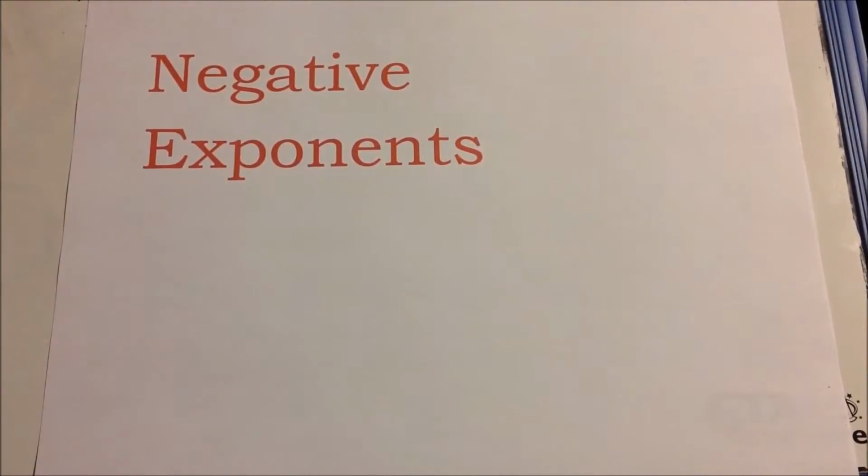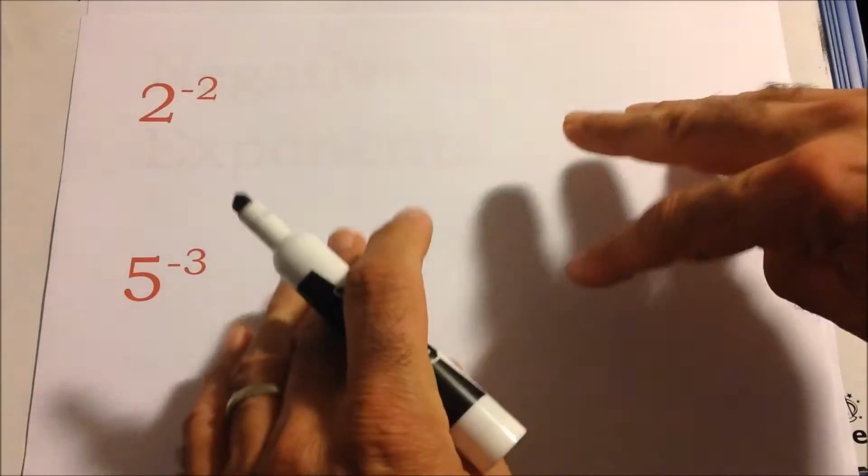Okay, here's our video on negative exponents. So let's put an example here. We have 2 to the negative 2 power. So when you see a negative exponent, you're going to make a fraction.